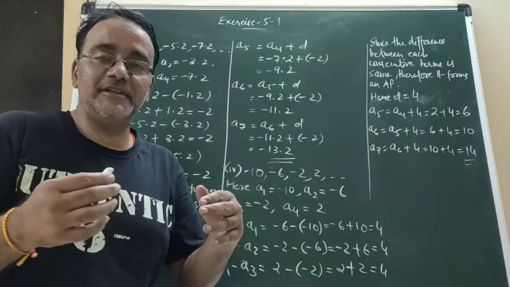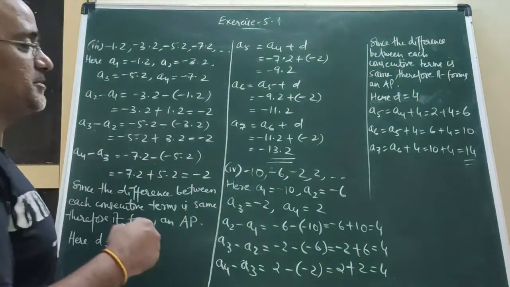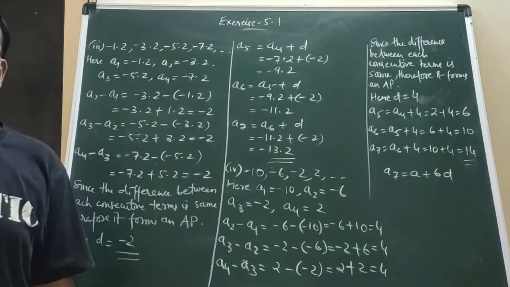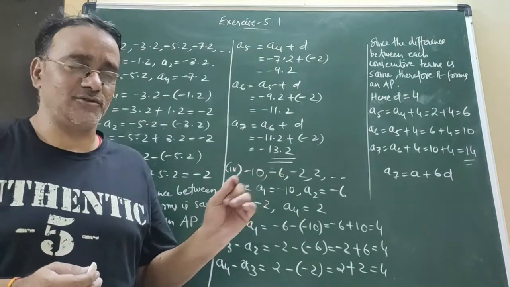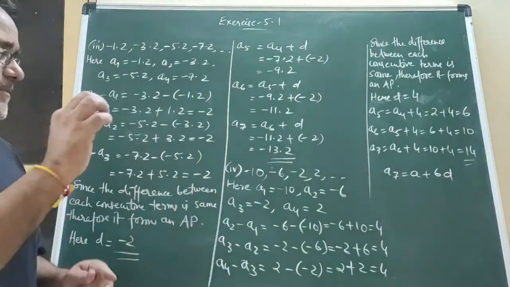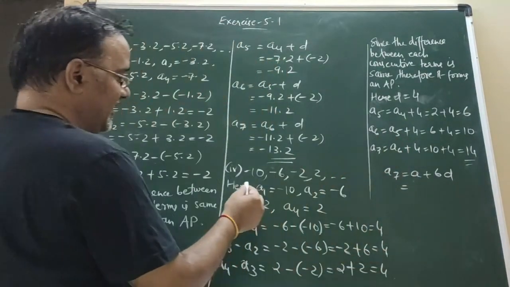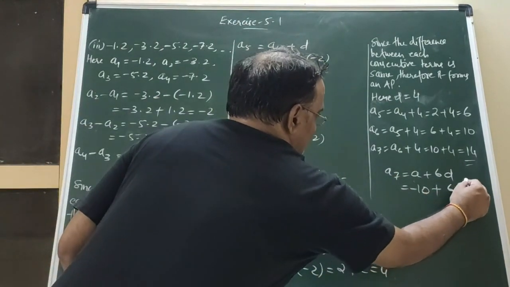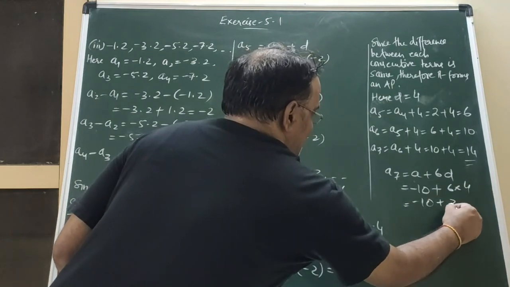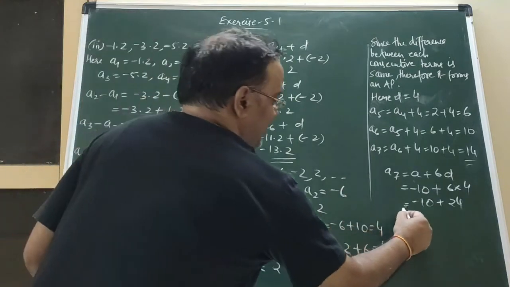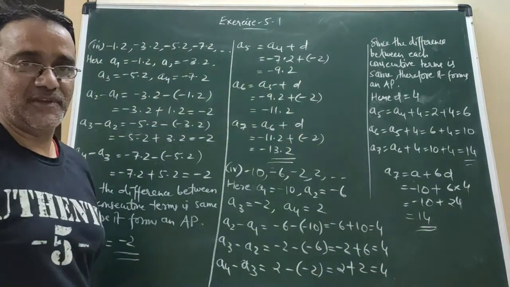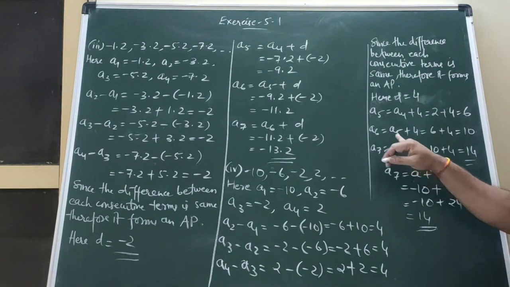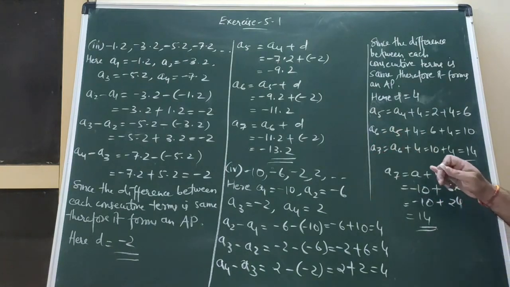Now you might be thinking that the formula for A7 is also A plus 6D, why can't we calculate that way? A7 is equal to A plus 6D. You can calculate by using this formula also. But look, how much exercise we have to do in this formula. A is minus 10, a negative number, 6 into 4, so minus 10 plus 24, one positive one negative, again we have to subtract, so we are getting 14. So instead of using this formula, I suggest that you add the fixed number to the preceding term. That is the definition of arithmetic progression.